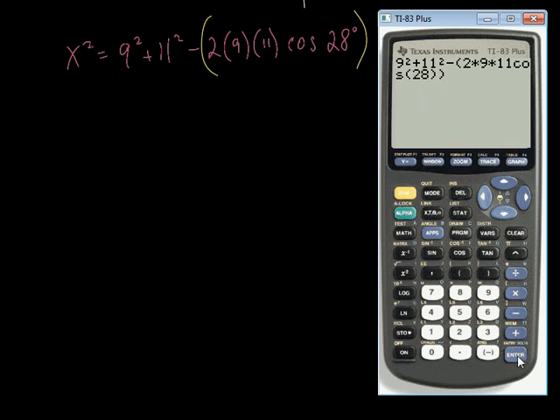I'm going to hit equals. And I think I put everything in there. It's 27.17. But that's what all this is. X squared is equal to this. So what do I do to this 27.17 and all that? Take the square root. That's right. I got to take the square root.